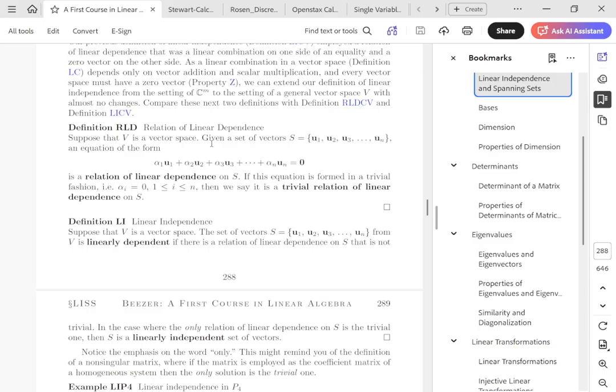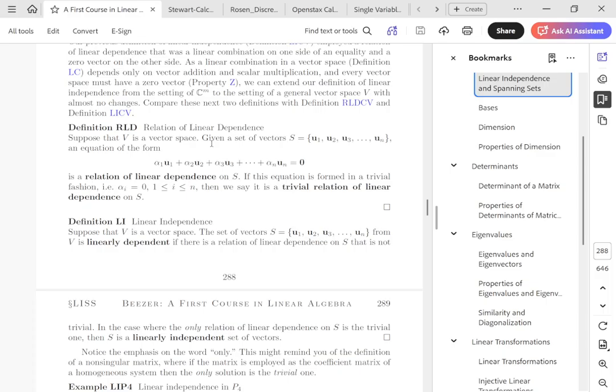Suppose that V is a vector space. The set S of vectors U1 through UN from V is linearly dependent if there is a relation of linear dependence on S that is not trivial, in other words, more than one solution exists. In the case where the only relation of linear dependence on S is the trivial one, then S is a linearly independent set of vectors. Again, "only" is the key word there. If we just show that the 0 solution is a solution, that does not give me any information on linear dependence or independence. We need to show it's the only solution for linear independence.